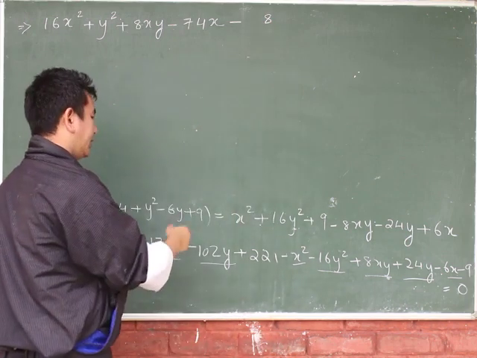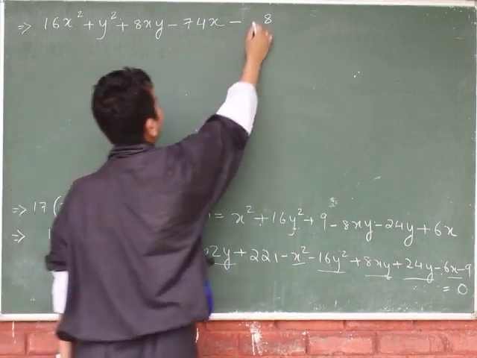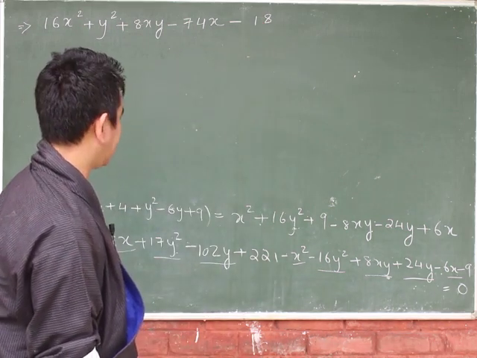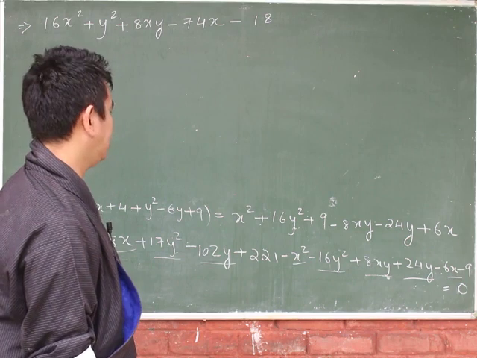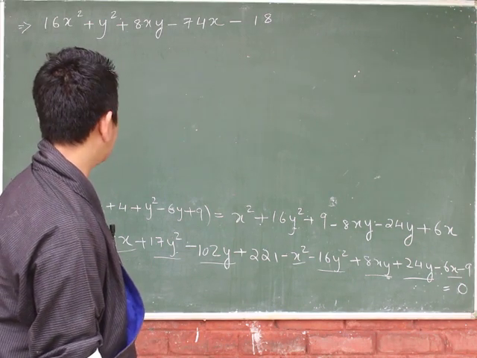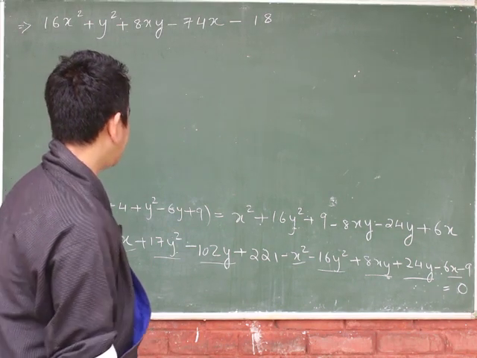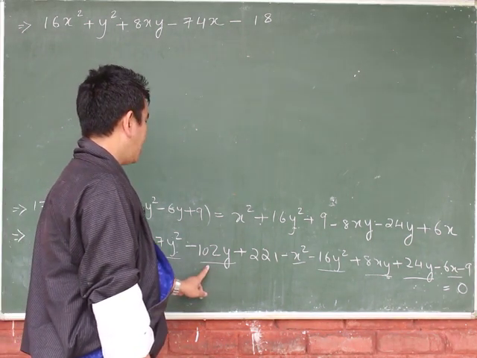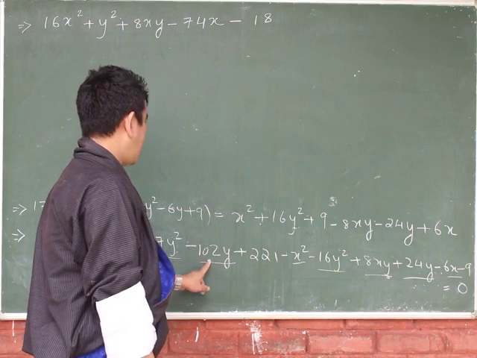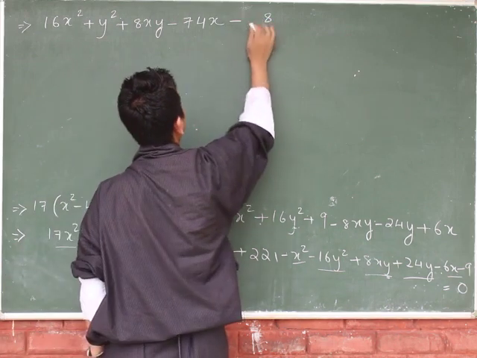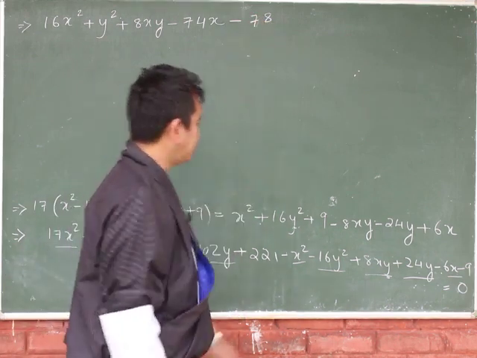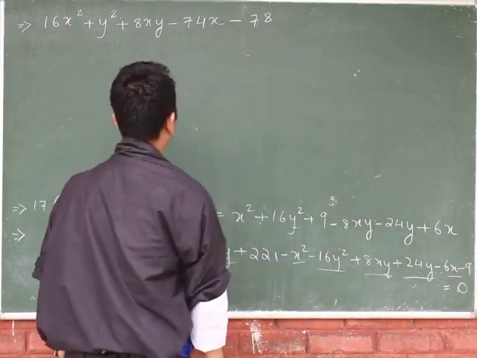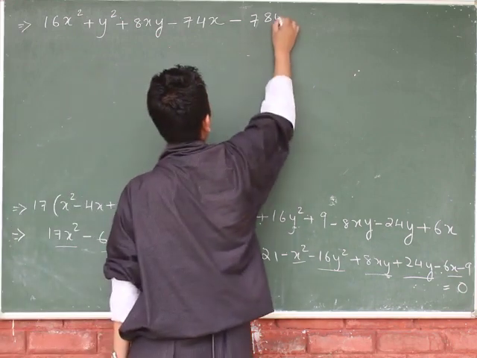Then this one, 24, it is negative. Is it correct? 18, no, this is not correct. Subtract these two, it is 78, 78 plus 24 is 102, yes, it's correct. Then we have 78y, don't forget.